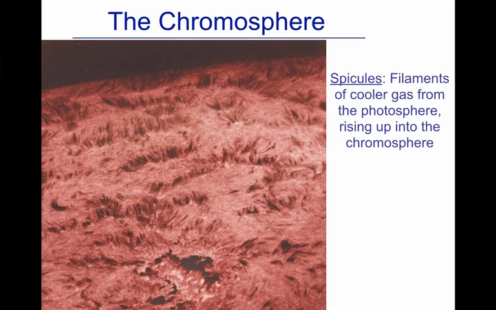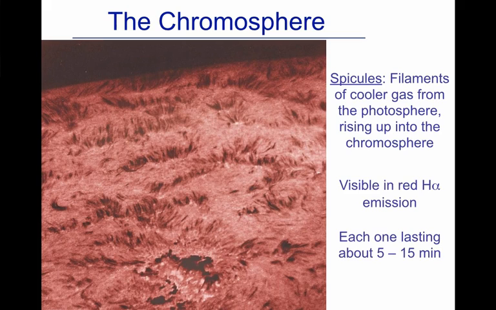These spicules are filaments of gas that are coming up from the photosphere and rising up through that chromosphere, like little hairs almost. We can see them as pink because they're emitting in that H-alpha emission line spectrum. So if we look at just the gas itself, we can see that nice H-alpha emission line. It's hot gas that's coming up through there. Each one of these little filaments is going to last for about 5 to 15 minutes. Not very long at all, right? They come and go. These little filaments, well, I call them little. They're little compared to the sun, but they're big compared to our planet Earth.